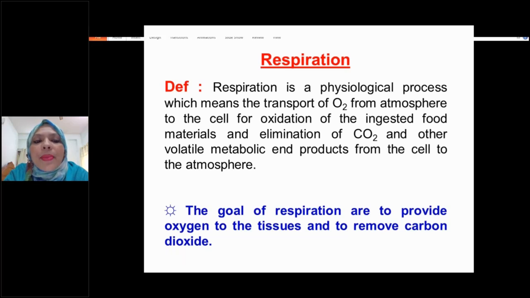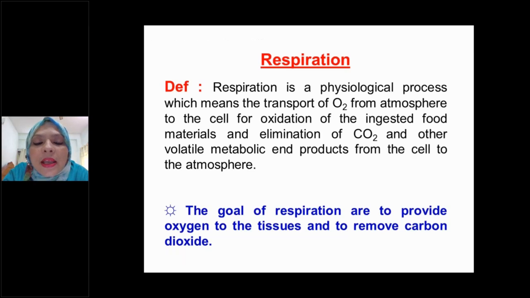For written exam, you have to write down this definition from your textbook, Guyton and Hall. Definition of respiration: Respiration is a physiological process which means the transport of oxygen from atmosphere to the cell for oxidation of the ingested food materials and elimination of carbon dioxide and other volatile metabolic end products from the cell to the atmosphere.